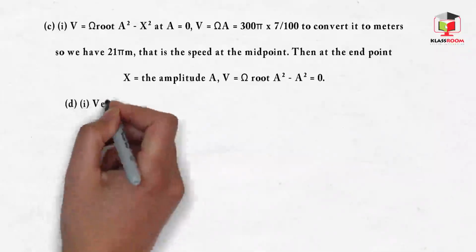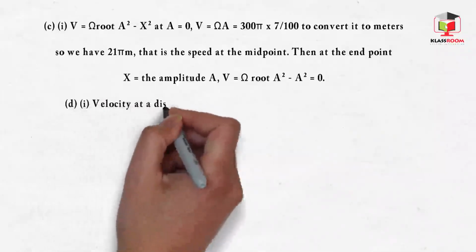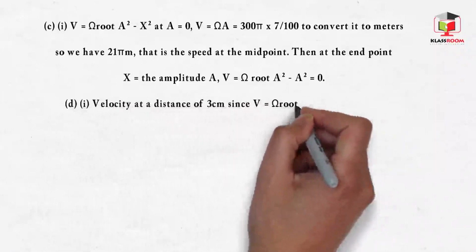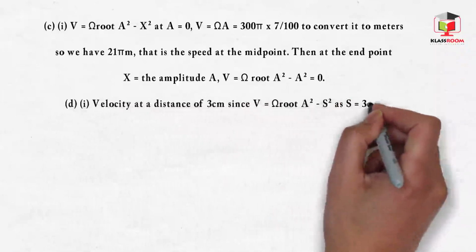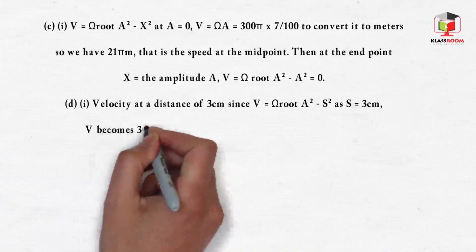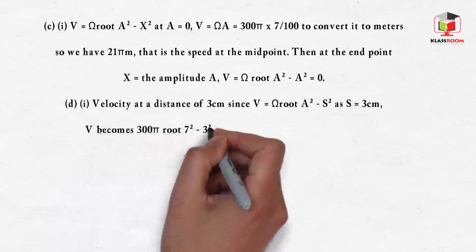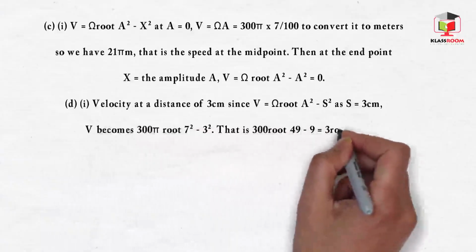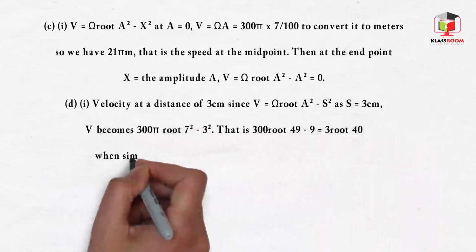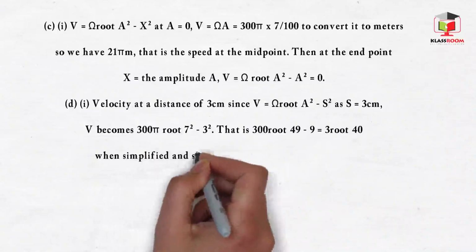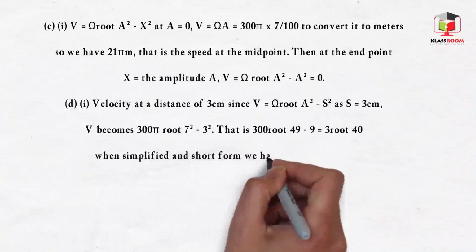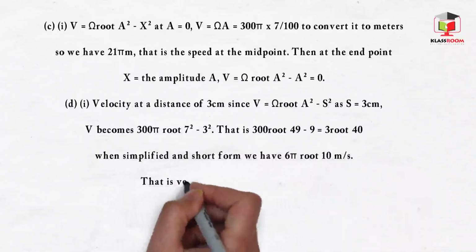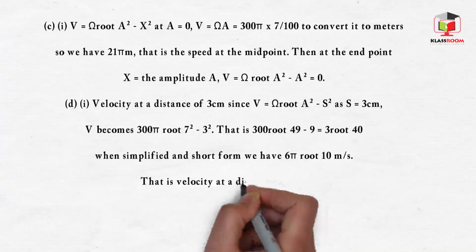(i) Velocity at a distance of 3 centimeters. Since v is equal to omega root A squared minus s squared, at s equal to 3 centimeters, v becomes 300 pi root 7 squared minus 3 squared. That is 300 root 49 minus 9 equals 300 root 40. When simplified in short form, we have 6 pi root 10 meters per second. That is the velocity at a distance of 3 centimeters.